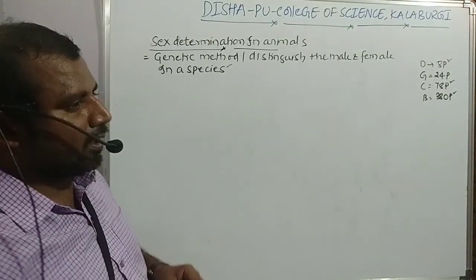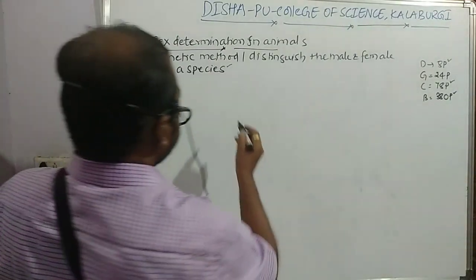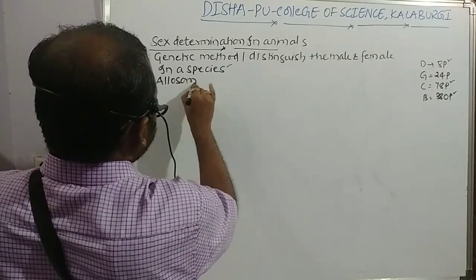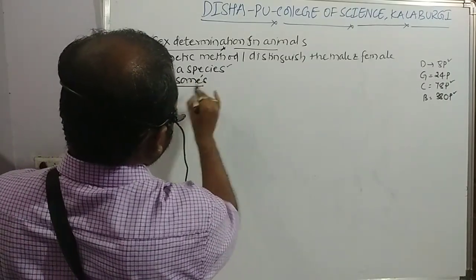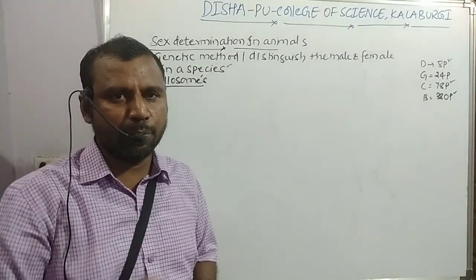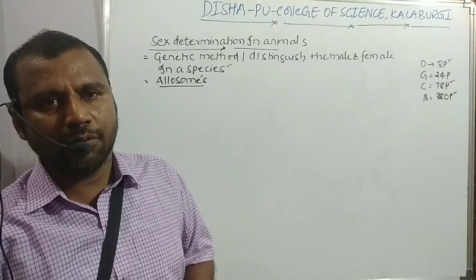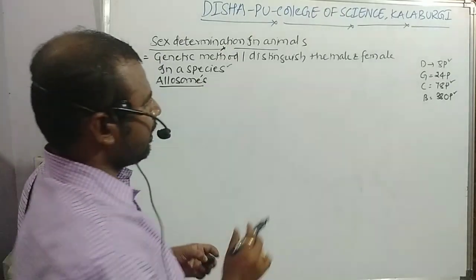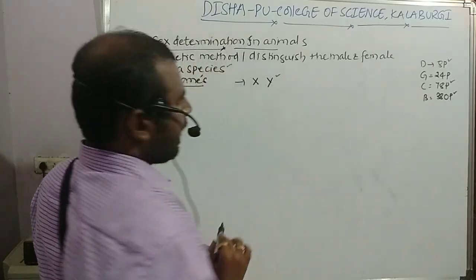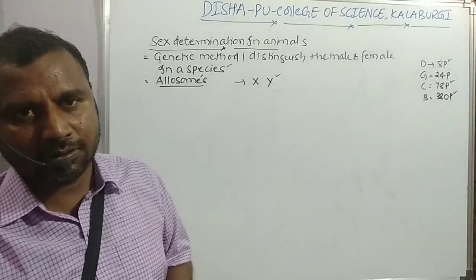And how is sex determination possible in the case of animals? It is only because of the allosomes. Allosomes are the reproductive chromosomes which determine the gender of the organism. Usually X and Y are the allosomes in some of the animals, including humans.